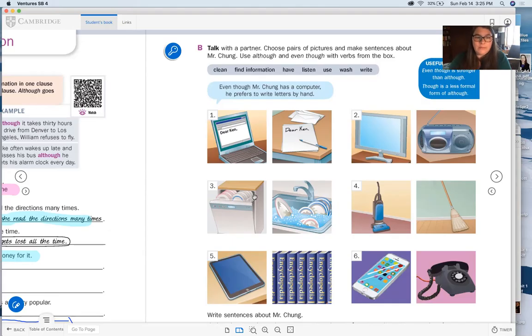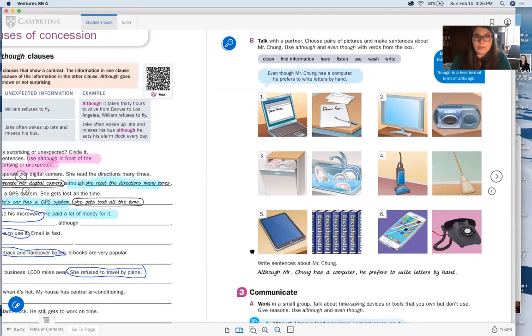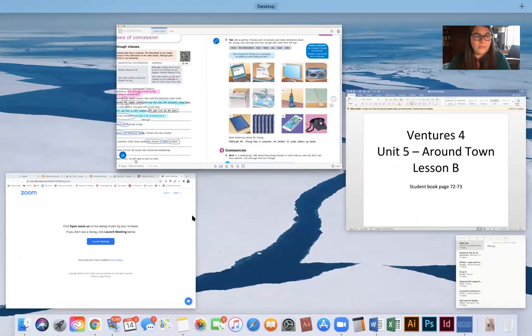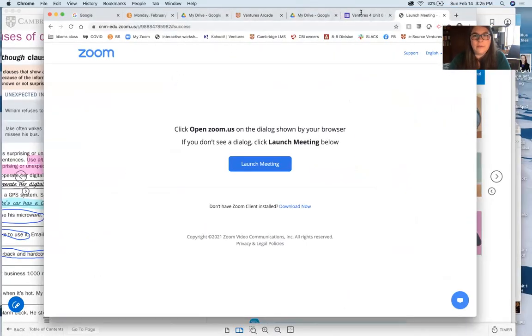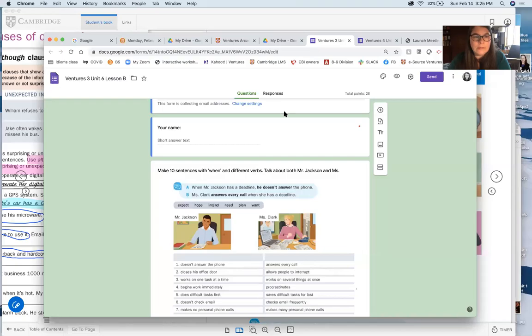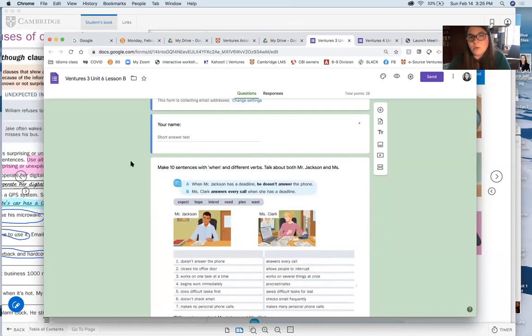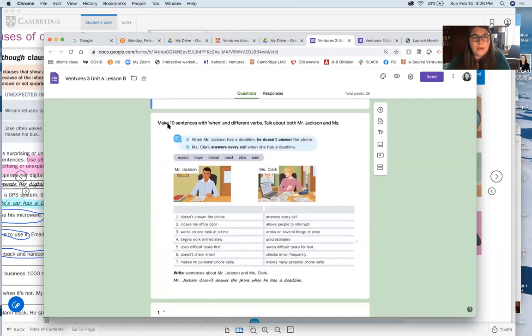All right, so this activity here, actually this whole page, I have for you in a Google form. Let me just find it right here. Let me pause for a moment, okay? Great. So right here, Ventures 3, Unit 6, Lesson B. This is page 73. I'd like you to do the whole page for me. Here, make 10 sentences with when and different verbs.